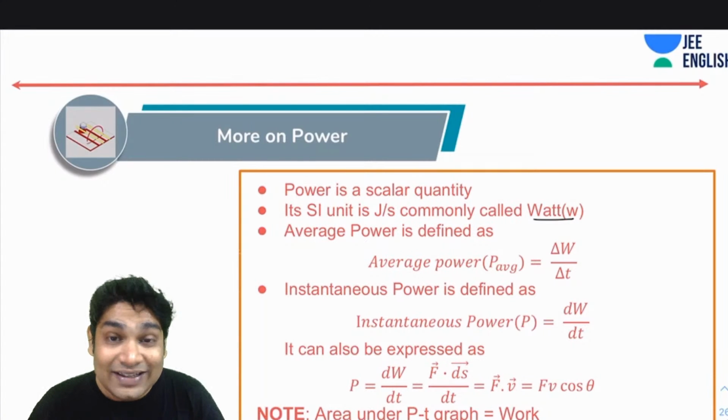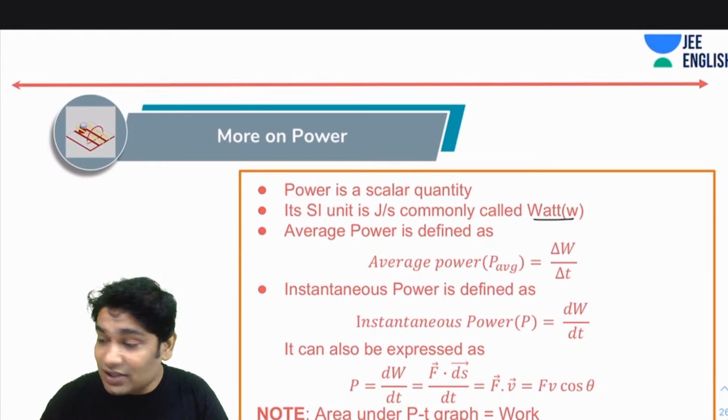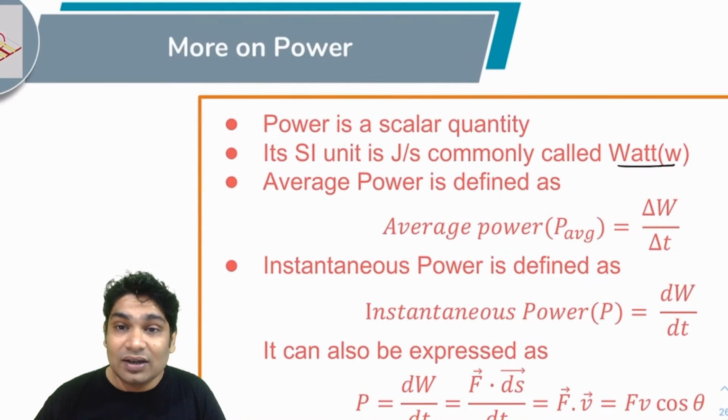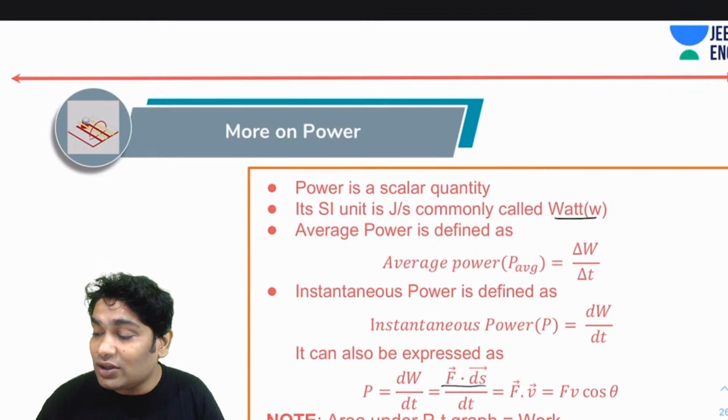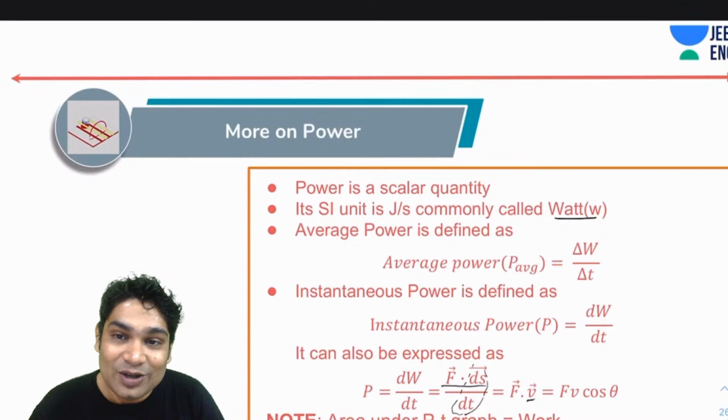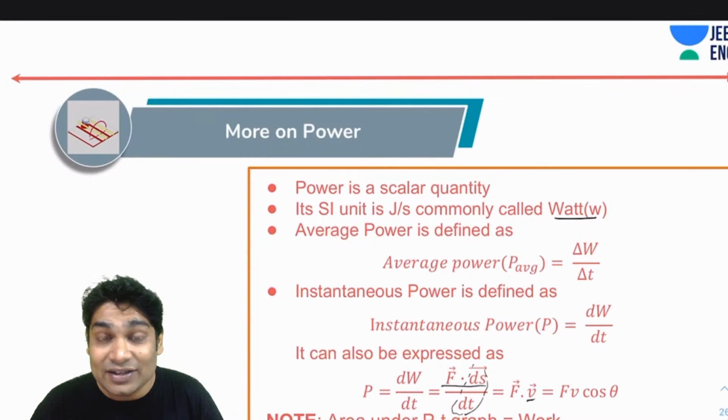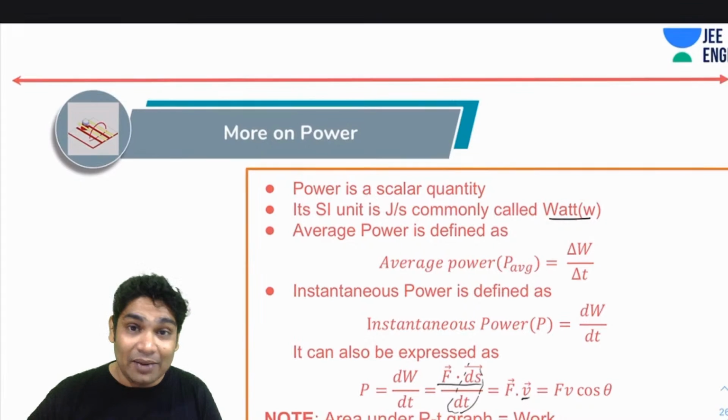the instantaneous velocity. Why? We are just saying, we know P equals dW over dt. dW can be written as F dot ds over dt, and ds over dt can be replaced as V. So F vector dot V vector is also a way of representing power.